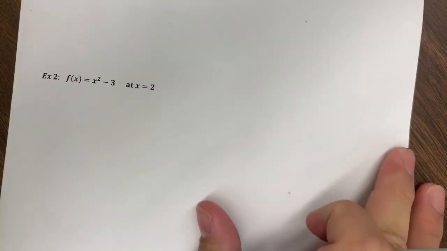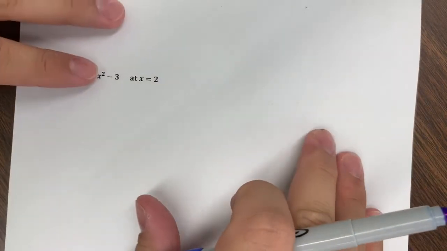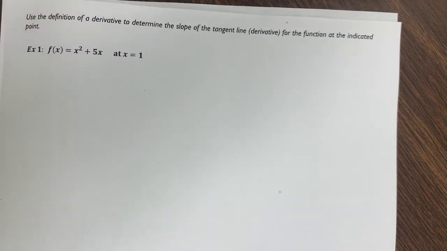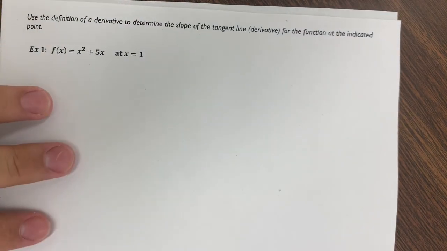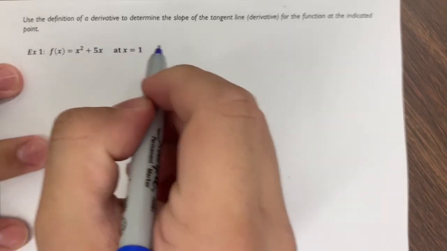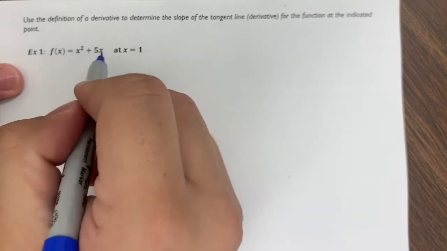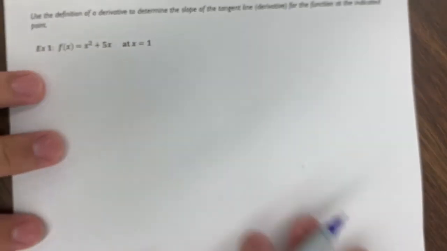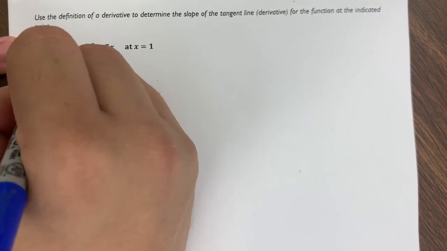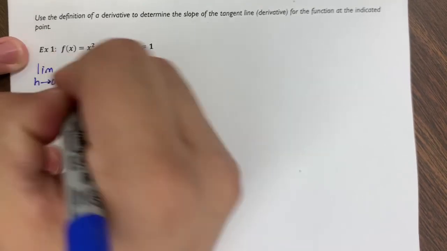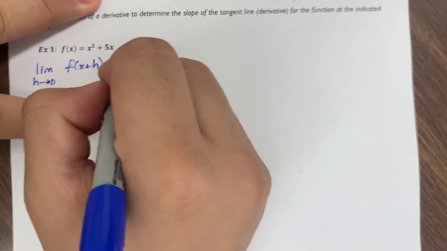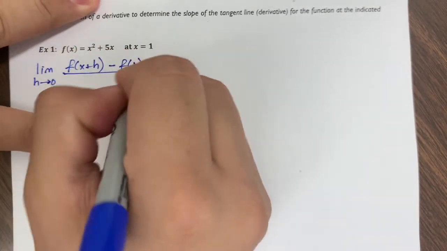So just to put that into practice, it says: use the definition of a derivative to determine the slope of the tangent line, the derivative, for the function at the indicated point. Here we've got a function, and we want to know the slope of the tangent line, or the derivative, at this x value. So we have to use that formula for now. We have the limit as h approaches 0 of f of x plus h minus f of x, divided by h.